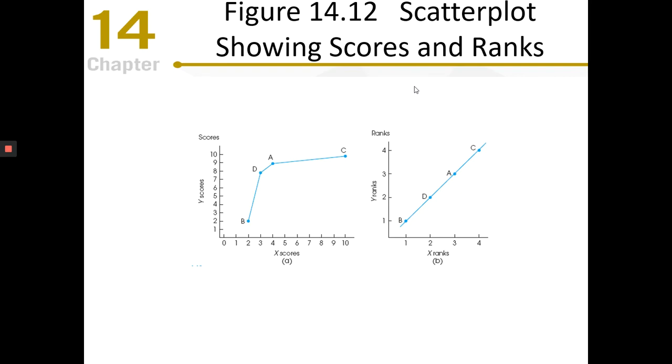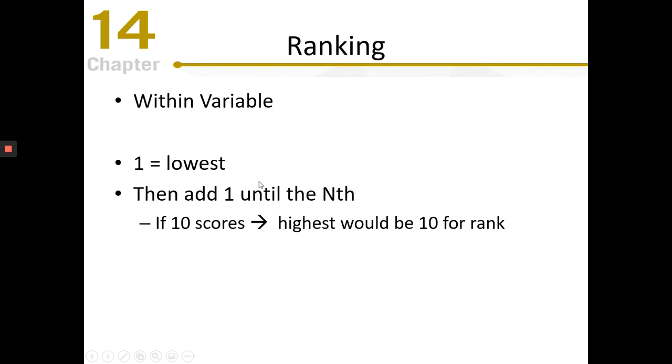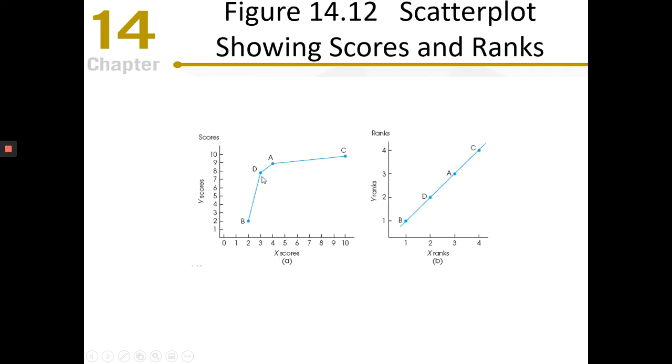Let's look at the rank order. So if you see here, and this is a very small sample, we look at the X scores, the practice, and the performance, and it looks like this curve. We can actually rank these things. So person B is the lowest on both variables. Person D is second lowest on both. Person A is third lowest on both. C is highest on both.